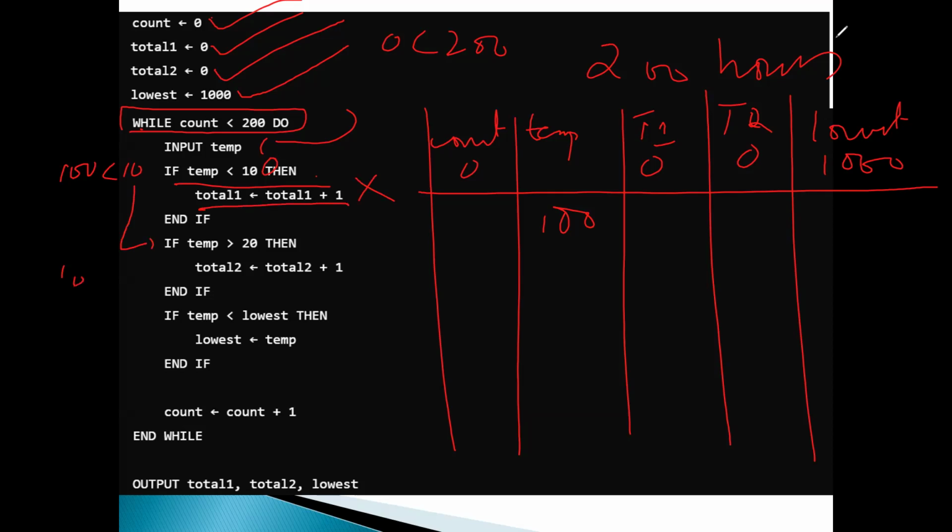So 100 greater than 20. Is this true or false? True. The total 2 will be updated. The total 2 value will be 1. Okay, 0 plus 1. Now control will come here. I have given 100 in the temp. So temp.